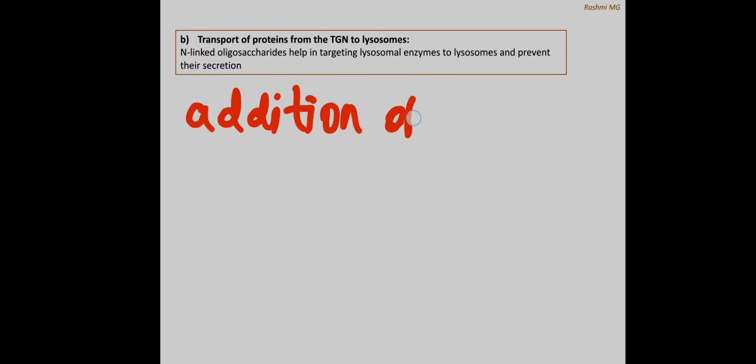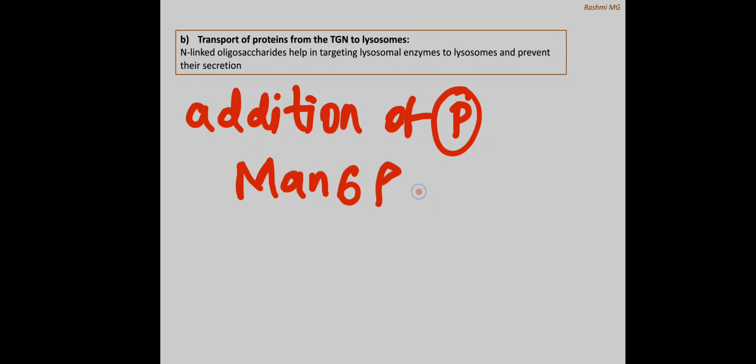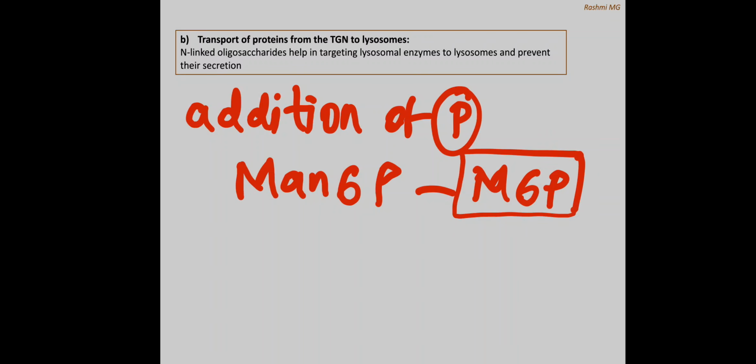Next, we learnt transport of proteins from the TGN to lysosome. Which are the steps? Let us recall. First, it was addition of phosphate to mannose. The particular carbon to which the phosphate was attached is carbon 6, so we call it M6P. What is M6P? M6P is an oligosaccharide which is attached to the protein of our interest.